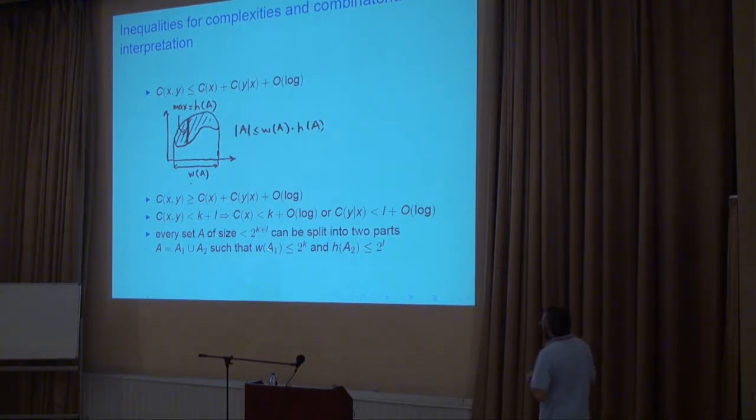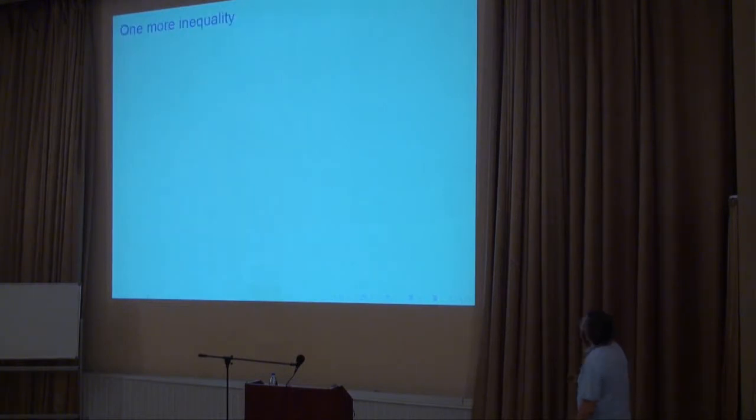One part has a small width. The width of the first part is 2 to the k, and the other part has small height. So the height of the second part is less than 2 to the l. And also it's a simple combinatorial statement, but I think that this is the correct translation of this inequality in the combinatorial language.